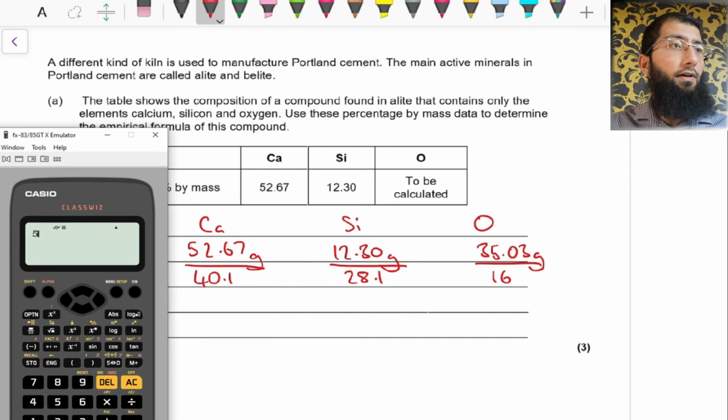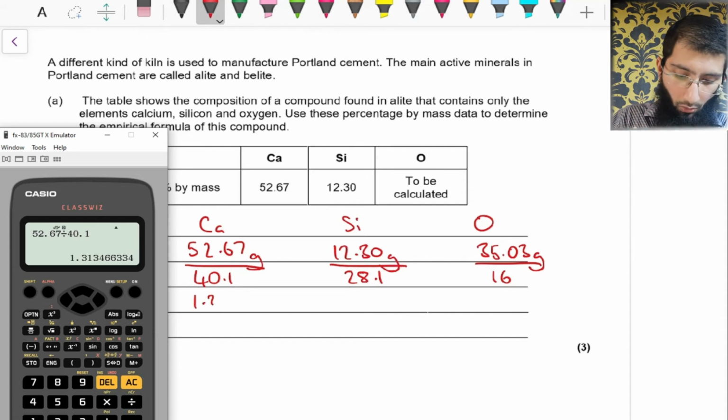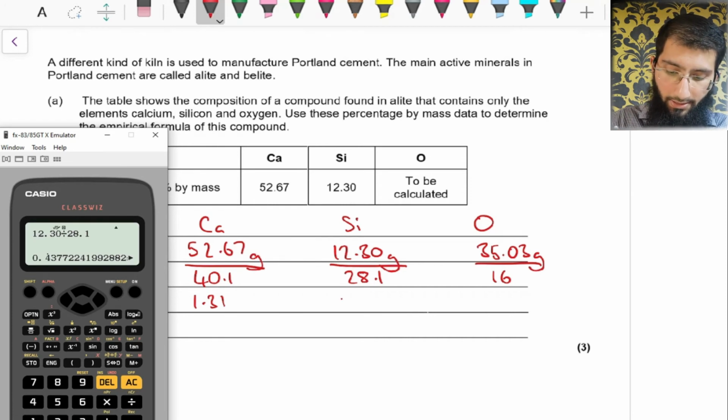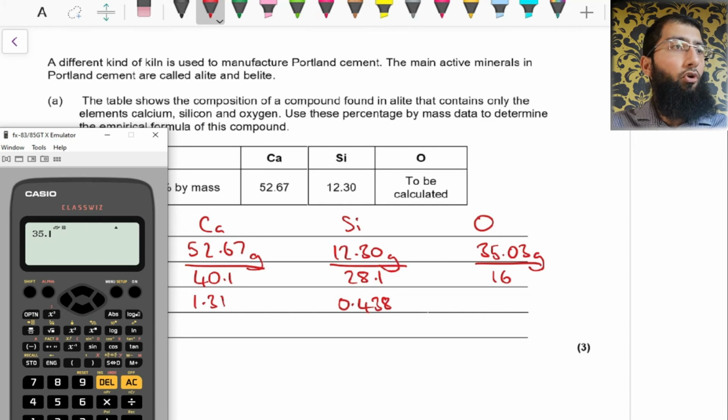Let's put these into the calculator and see what we get for the moles. In the first case, 52.67 divided by 40.1 gives us 1.31 moles. For the next one, 12.30 divided by 28.1 gives us a value of 0.438. And for the last one, 35.03 divided by 16, and we end up with 2.19.